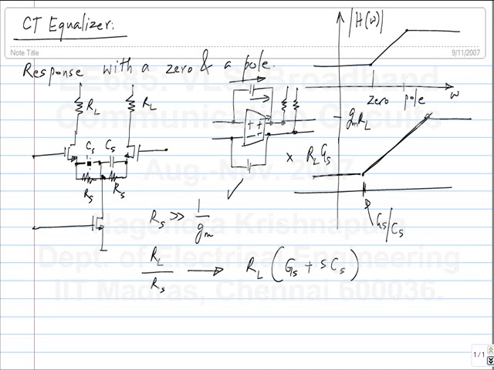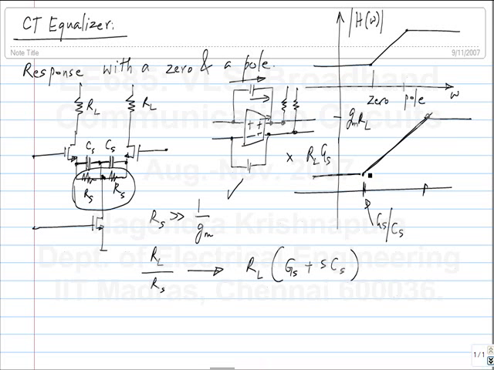GMRL. When these two capacitors are dead shorts, then this RS doesn't come into picture. So you have a regular differential pair, that's all. So the highest gain is GMRL. So what is the value of the pole?